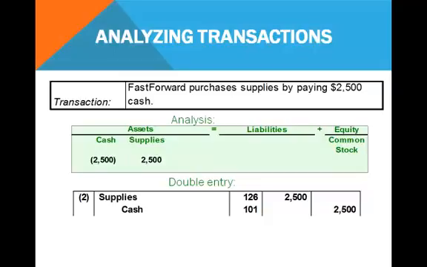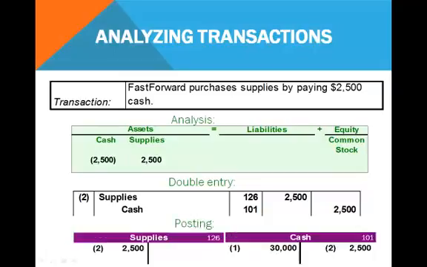Now, let's post the amounts to our T accounts. The general ledger account for supplies is increased by $2,500, so the amount is placed on the debit side. Remember, supplies is an asset, so we increase it with a debit. The cash account, which also happens to be an asset, is decreased by $2,500. So if we're going to decrease an asset, we have to do the opposite. We have to place the amount on the credit side of the general ledger account. Let's move on to another transaction.